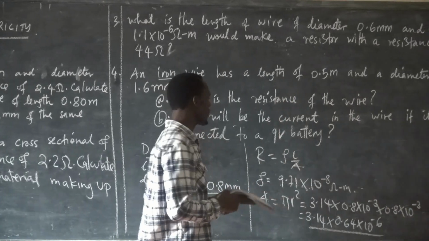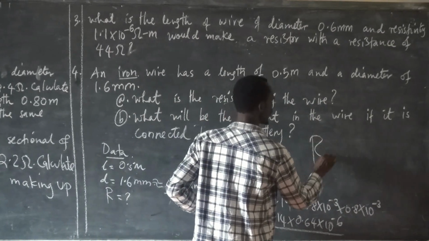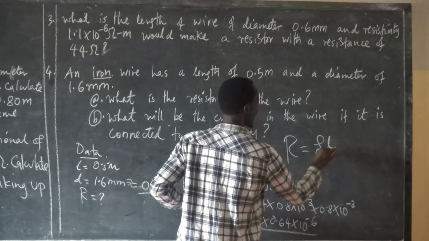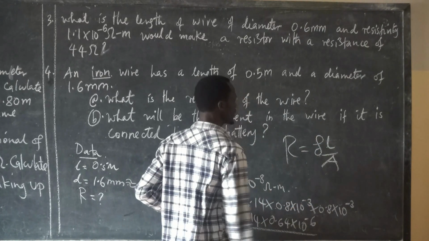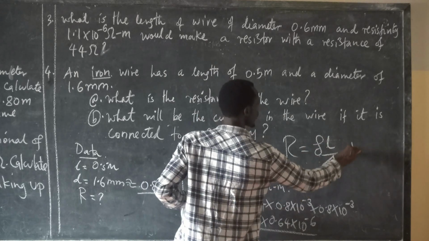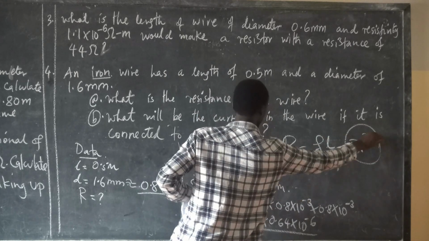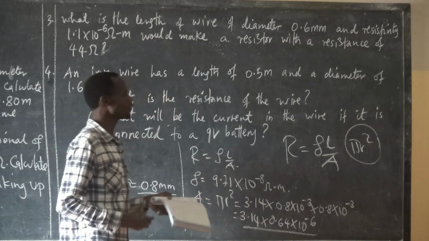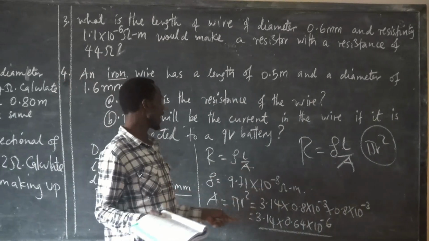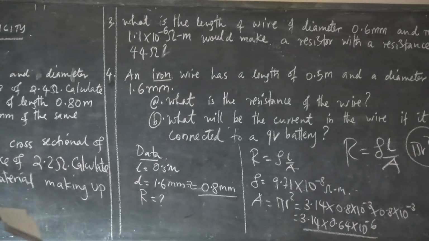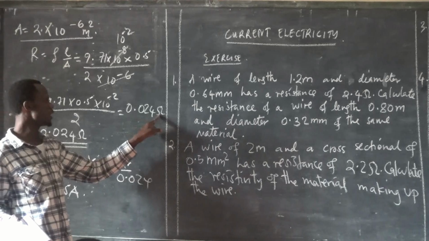We have used that resistance is equal to resistivity times length over area. Now length was given, cross section area is equal to pi r squared. Then you calculate, then you substitute the resistivity, which is constant. Definitely you would get 0.024 ohm.